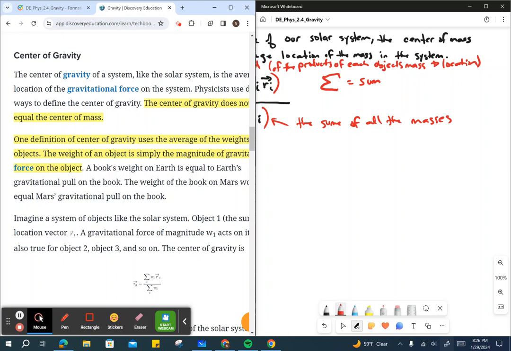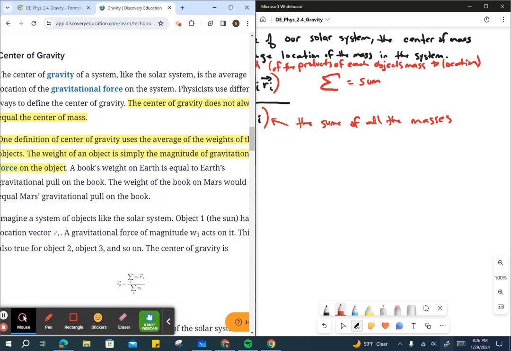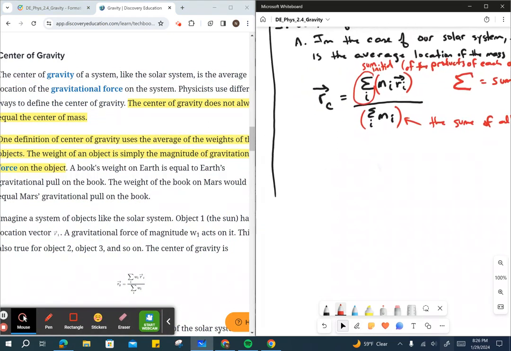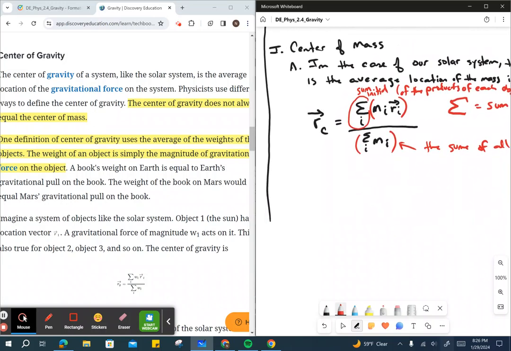Okay, remember, gravity is going to have your mass times the force of gravity, right? That's going to give you your weight. So the center of gravity of a system, like the solar system, is the average location of the gravitational force on the system. So maybe we should write that down, okay? This will make Roman numeral 2.